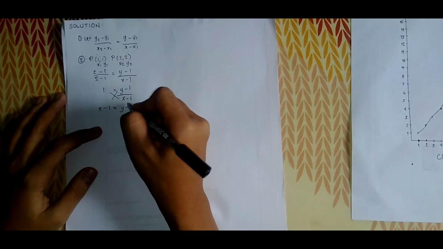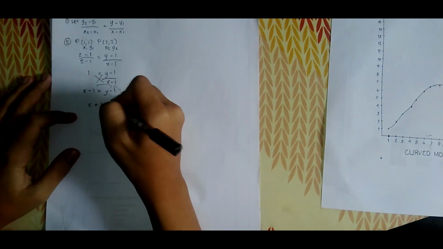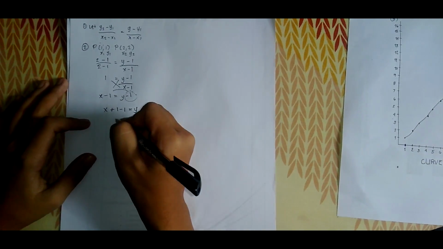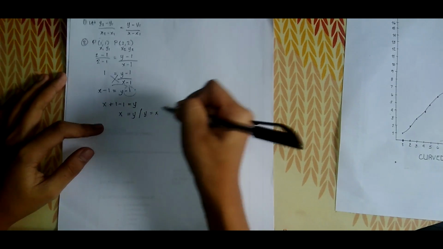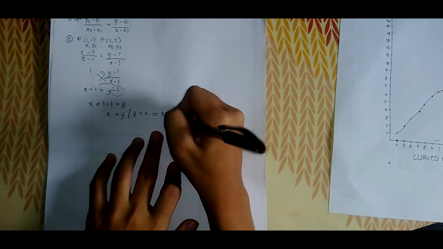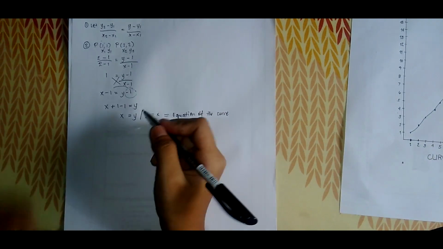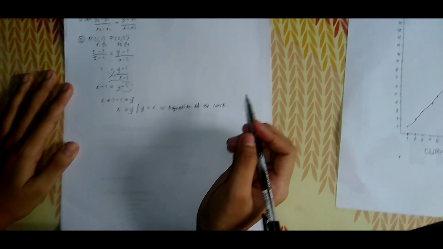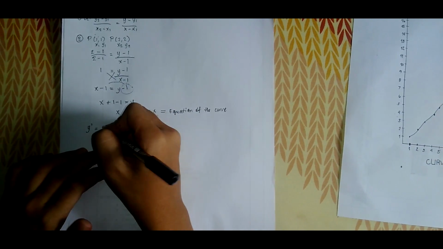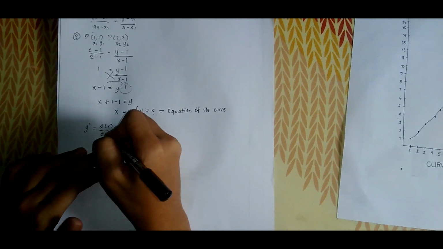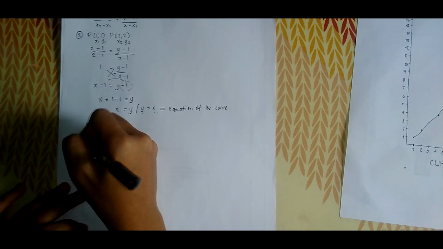And after that, transpose negative 1 to the other side. So, x plus 1 minus 1 is equal to y. Then meron na lang tayong x is equal to y or y is equal to x. Tawag dito ay equation of the curve. Then after natin makuha ang equation of the curve, let's derive y is equal to x. So, y prime is equal to the derivative of x with respect to x, which is equal to 1. Ito na yung isa.